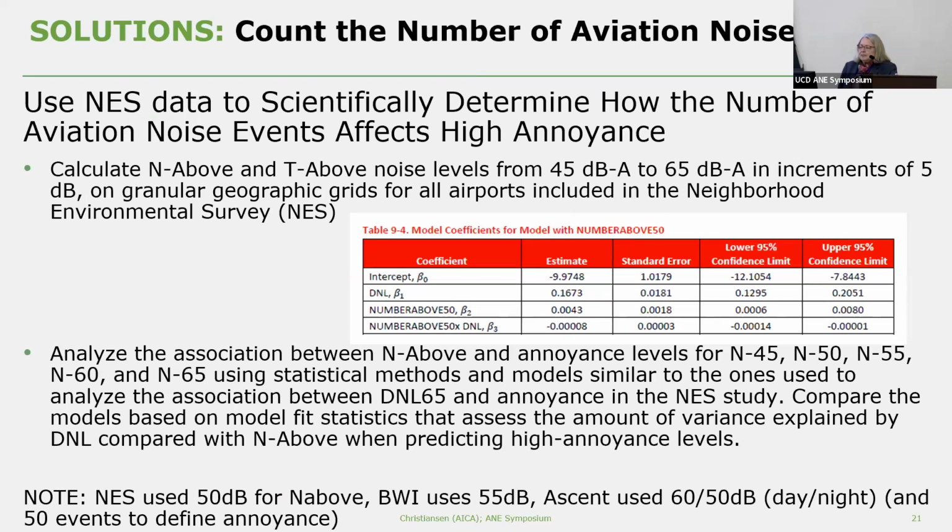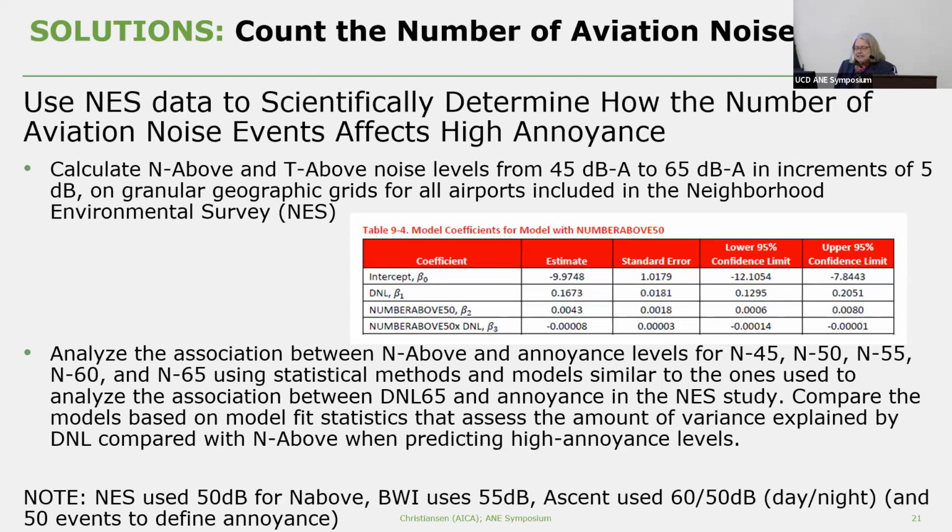Final slide, count the number of aviation noise events. I believe that the FAA can do this and do this quickly before the comment period is over. Talking about the neighborhood environmental study, they included other metrics in their analysis, like N above. They included whether or not you could see the airplane, things like that. But focusing on N above, I believe that with the data that the FAA has, it could do a better analysis of the N above data.